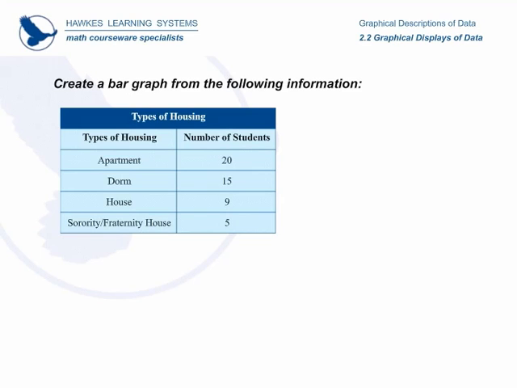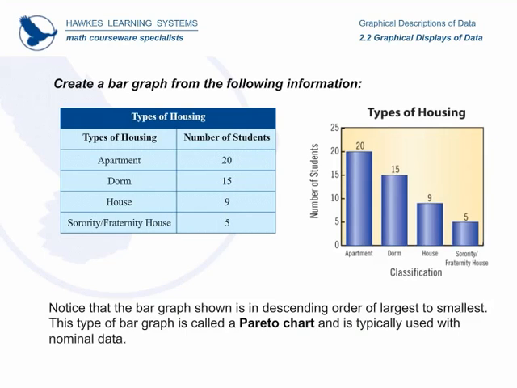Next, let's take that same example of types of housing and use that to create a bar graph. And so we're using the same data. From that data, you will notice that the bar graph shown is in descending order of largest to smallest. So that would be from the apartment number of students of 20 to the smallest number of students, which would be in the sorority fraternity house, which is 5. This type of graph is called a Pareto chart and is typically used with nominal data.